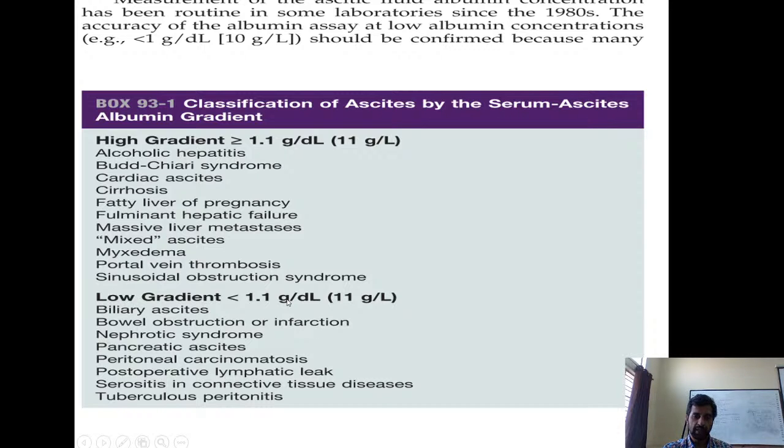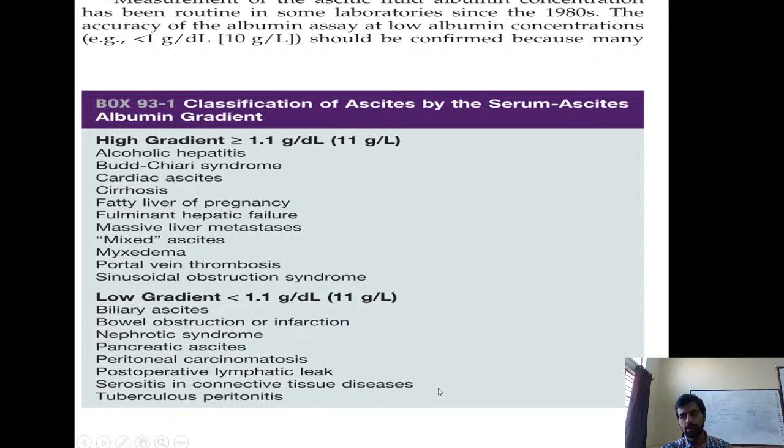Whereas you see in low gradient ascites, when the SAAG is less than 1.1, one is biliary ascites. Like I said, chemical ascites because of the inflammation of the peritoneum. Bowel wall infection or obstruction causes translocation of bacteria into the abdominal cavity and causes inflammation of the peritoneum. And nephrotic syndrome, because there is a total decrease in the amount of protein within the blood, your fluid will start translocating. Pancreatic ascites, peritoneal carcinomatosis, postoperative lymphatic leak, serositis in connective tissue disorders.